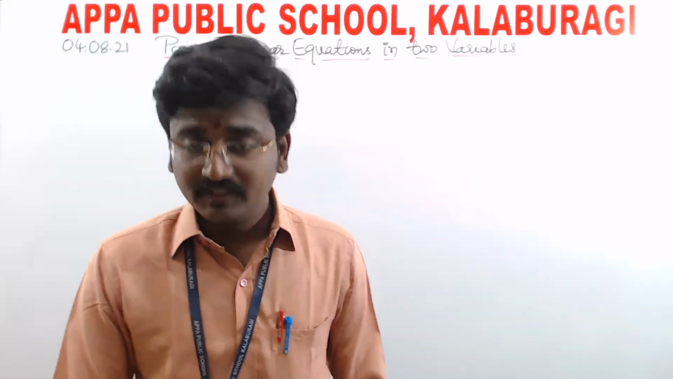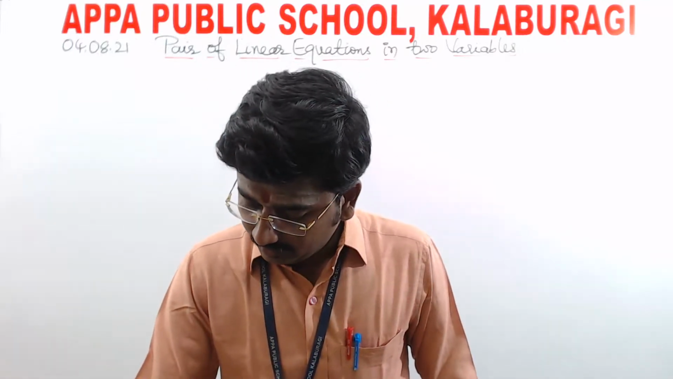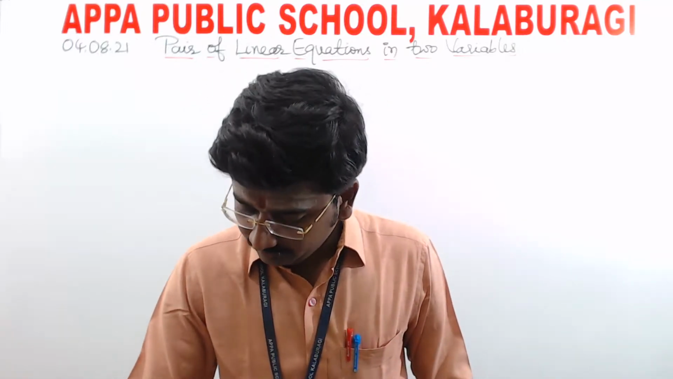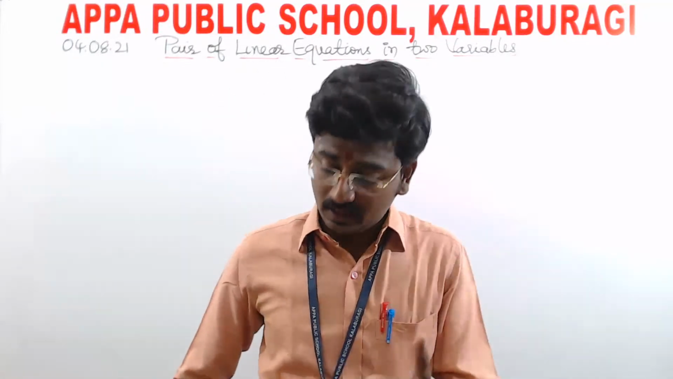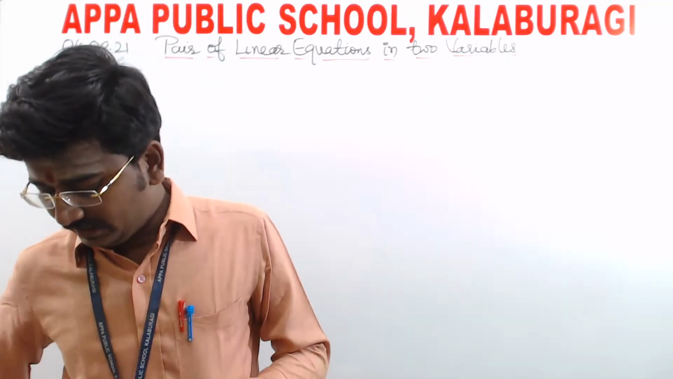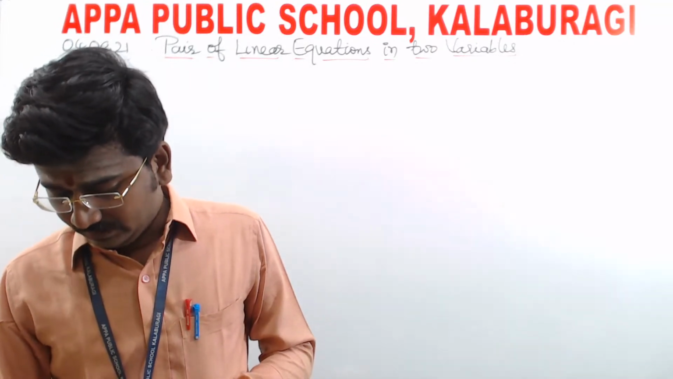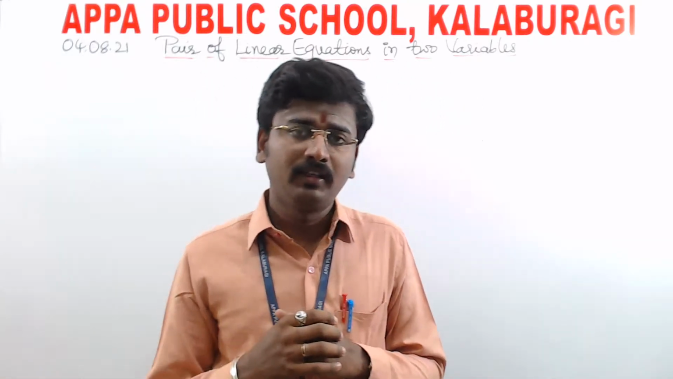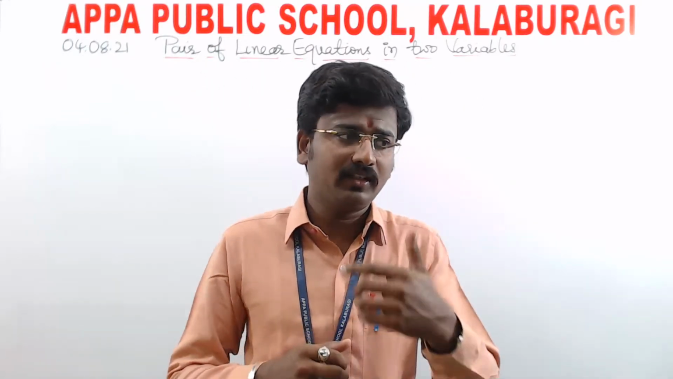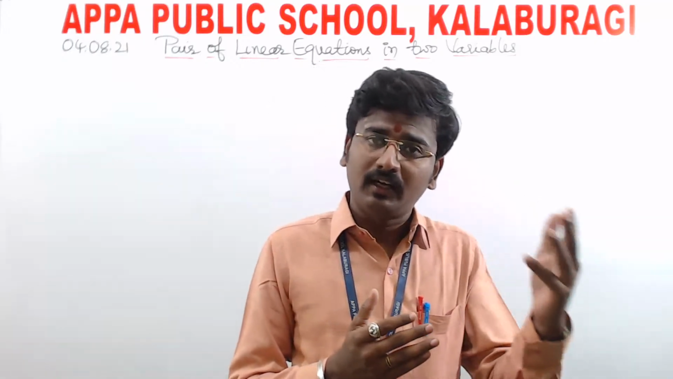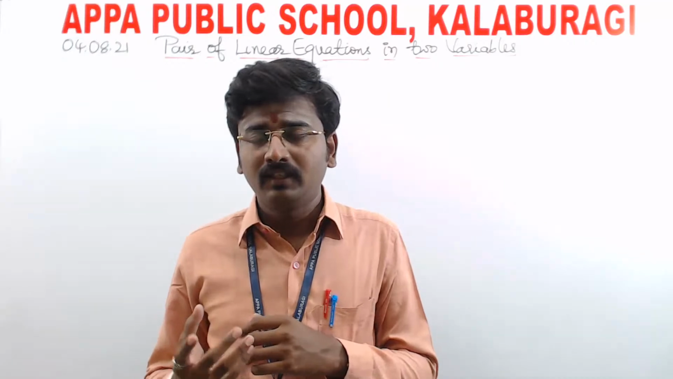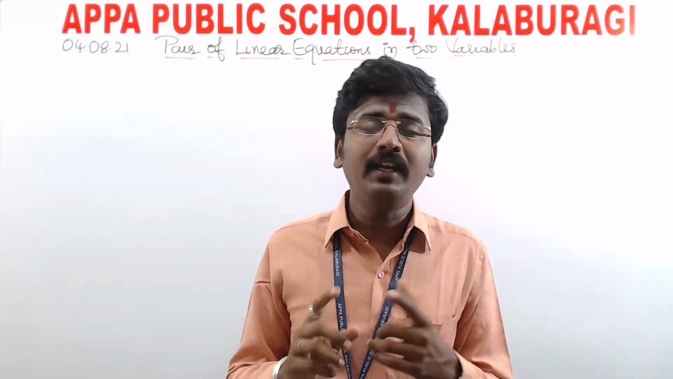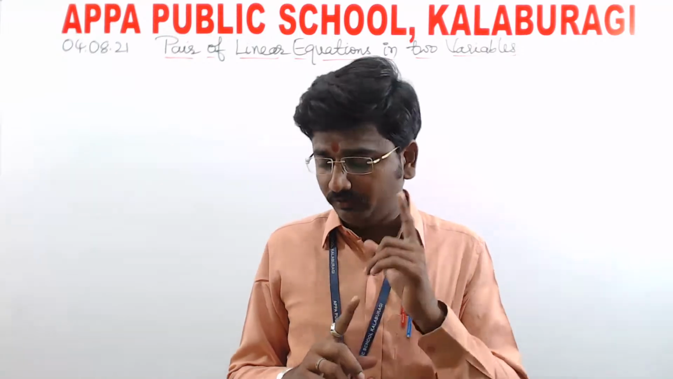Aftab tells his daughter, 7 years ago, I was 7 times as old as you were then. Also, 3 years from now, I shall be 3 times as old as you will be. Represent this situation algebraically and graphically. So there are two parameters here: one is Aftab and one is Aftab's daughter. I don't know the age of Aftab and his daughter. One extra thing they may ask: find the age of Aftab and Aftab's daughter. So what we can assume, let x be the age of Aftab and y be the age of Aftab's daughter.